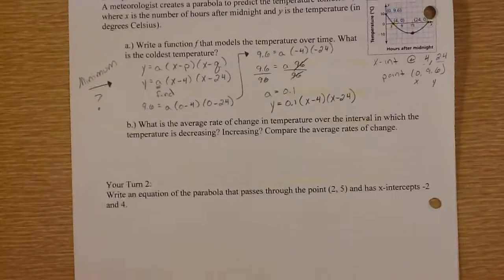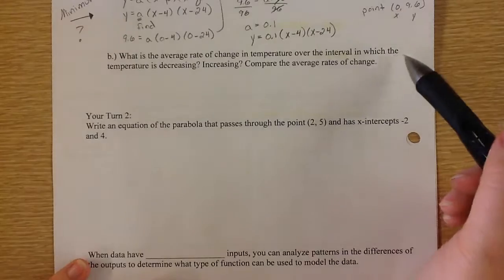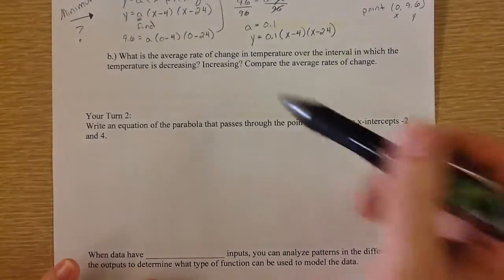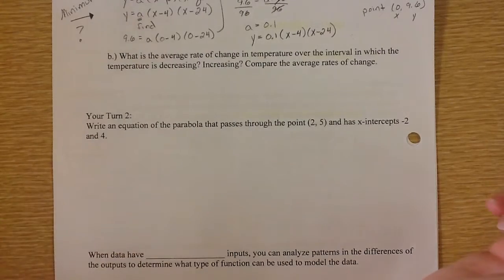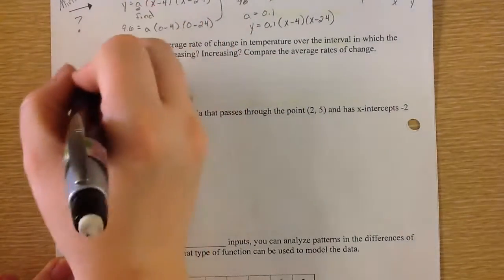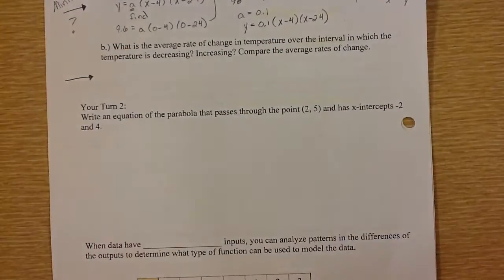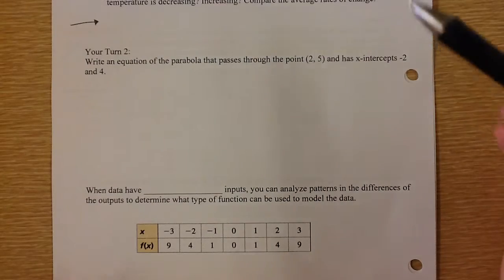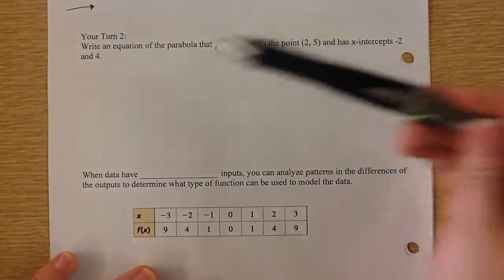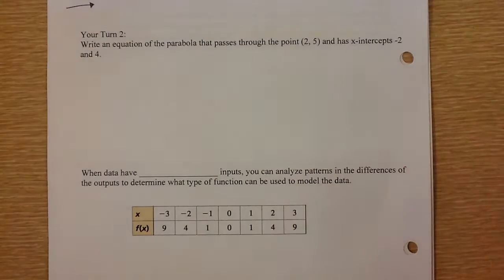Okay, for that one. Okay, what is the average rate of change in temperature over the interval in which the temperature is decreasing, increasing? Compare the average rates of change. That looks like another good one for in class. So we'll do this one in class also. That's where we'll start class, is finishing up example 2. Okay, so now I want you to pause the video, come in, and do your turn number 2. It's going to be very similar to what we did for part A of example 2. So pause the video and come back when you're done.